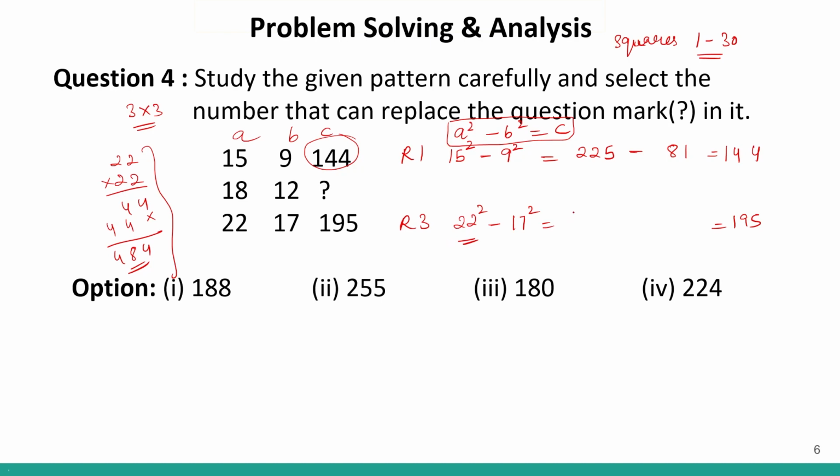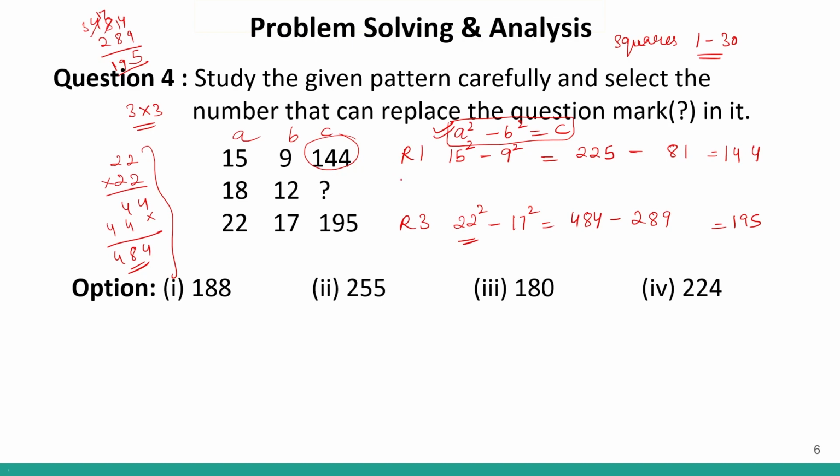So the square of 22 is 484 and the square of 17 is 289. So let us check. 484 minus 289. 14 minus 9 is 5, 7 minus 8 with borrowing is 9, and 3 minus 2 is 1. So 195 is correct. So this also logically holds true. So A square minus B square equals C is true for row 3 as well.